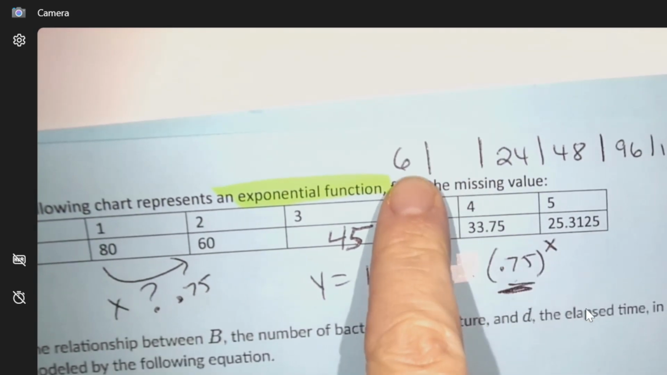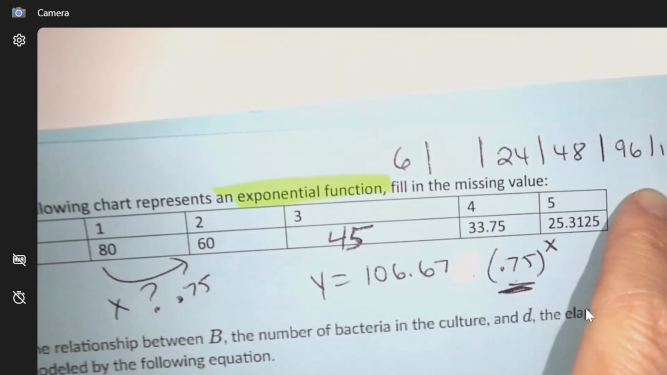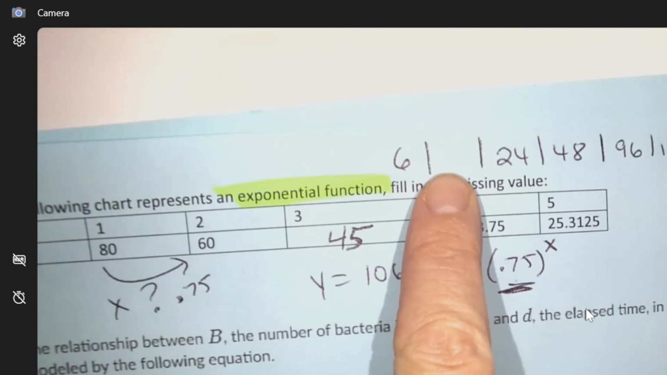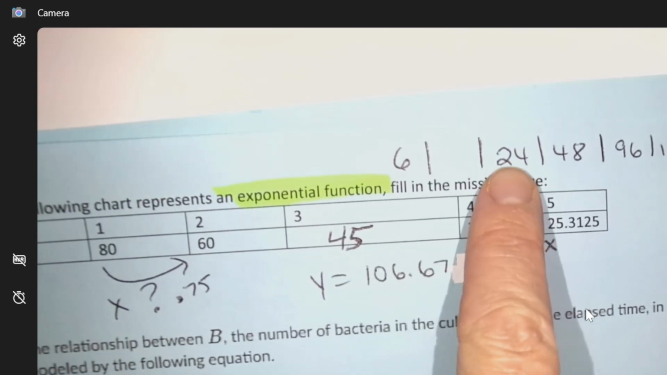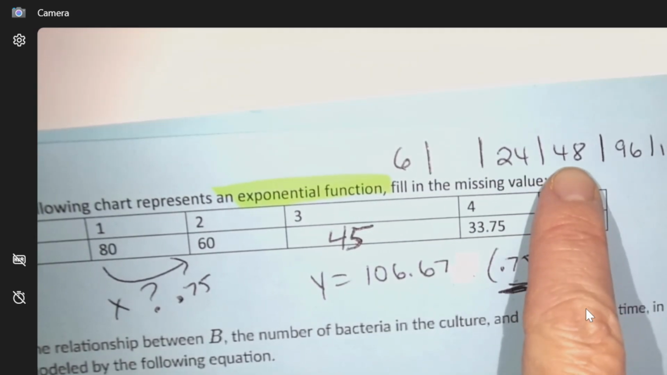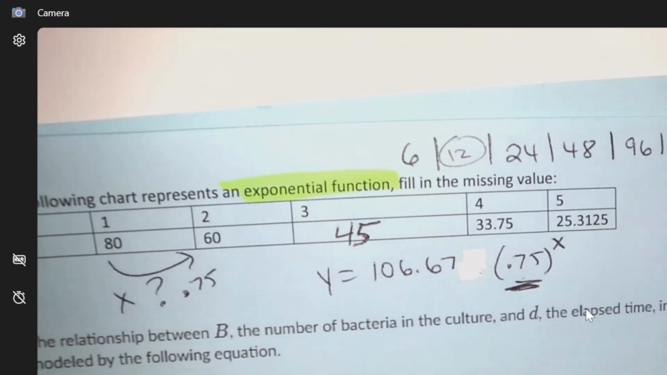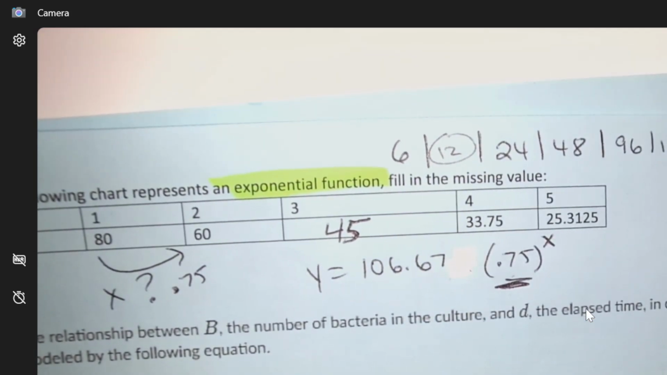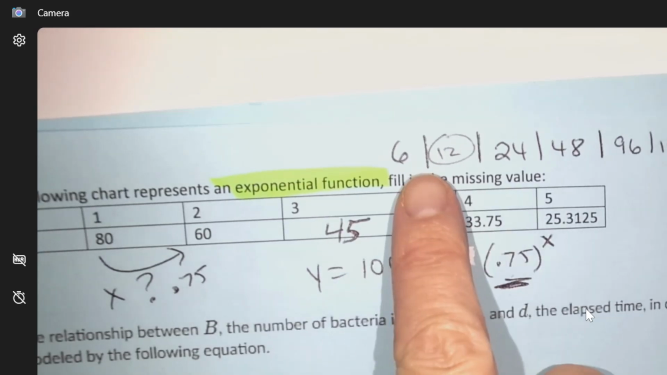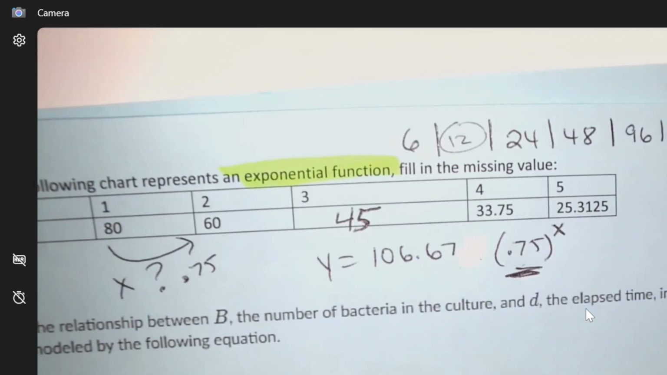So for instance, could you guys get me the missing number on this chart? 12. So what did you do? What were you doing here to here? Times by 2, times by 2, times by 2. So you know what I mean? There's your missing number. What if I say, is this exponential?